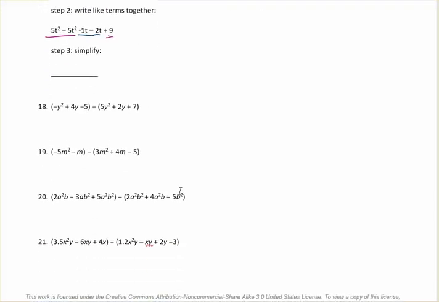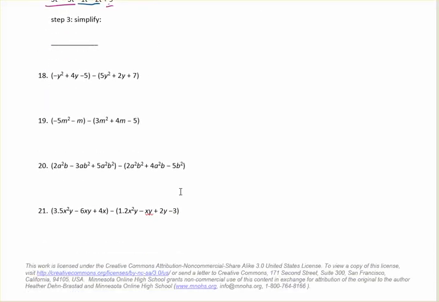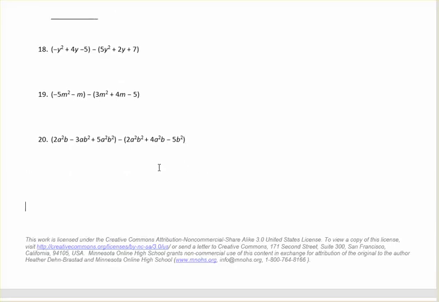Let's look at number 20 together. So the first step, I'm going to give myself a little more room here. The first step is to rewrite this problem, but adding the opposite of the second group. So I just copied and pasted it. I didn't change anything yet.